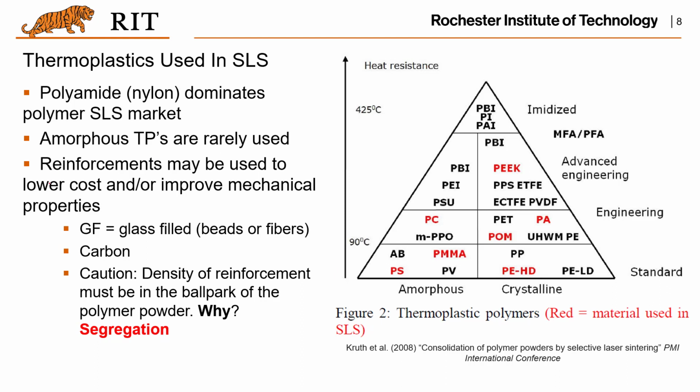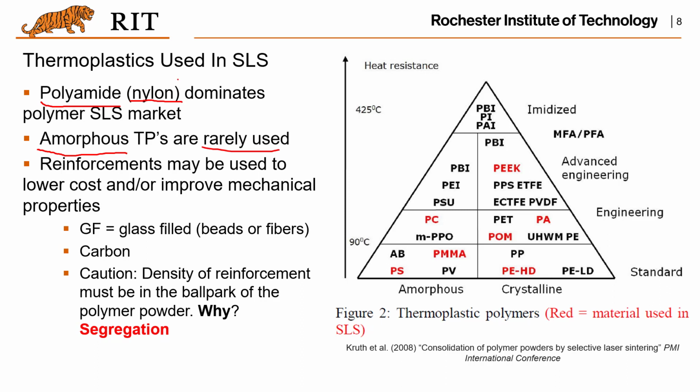In the SLS process, the most widely used material is polyamide, which essentially is the nylon material. Although there are amorphous thermoplastics used in the SLS process, they are rarely used. The main reason is that nylon, a semi-crystalline or fully crystalline material, usually melts and flows better than the amorphous thermoplastics, which is essential to produce reliable layers. So that's why amorphous thermoplastics are rarely used.